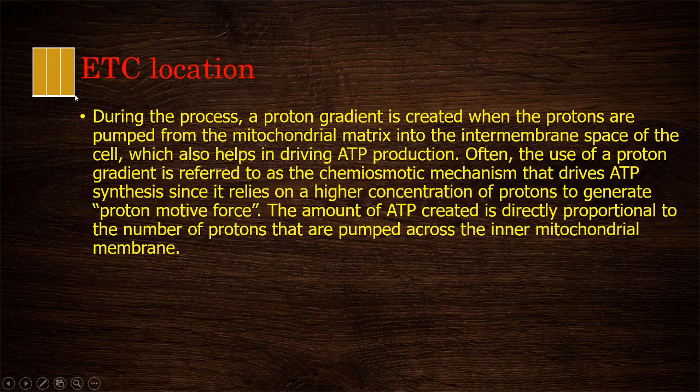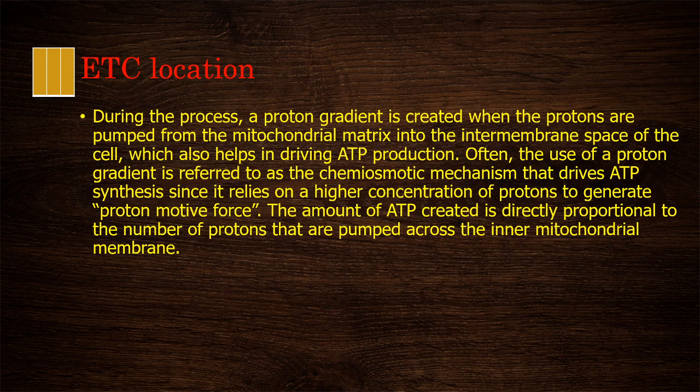The location of the electron transport chain. During the process, a proton gradient is created when the protons are pumped from the mitochondrial matrix into the intermembrane space of the cell, which also helps in driving ATP production.